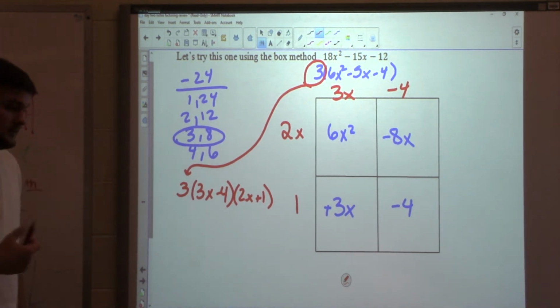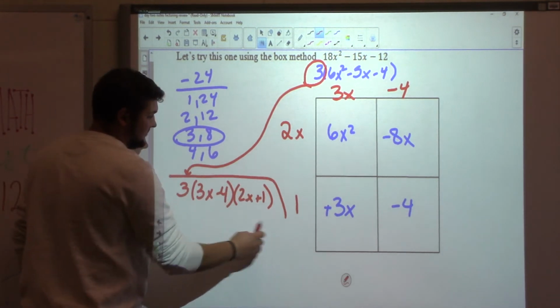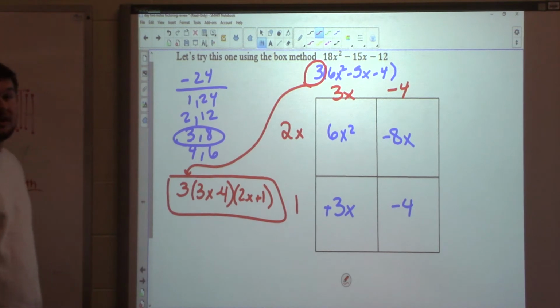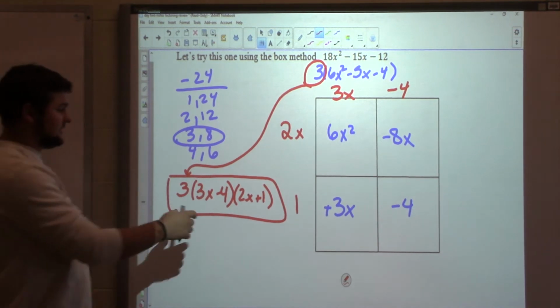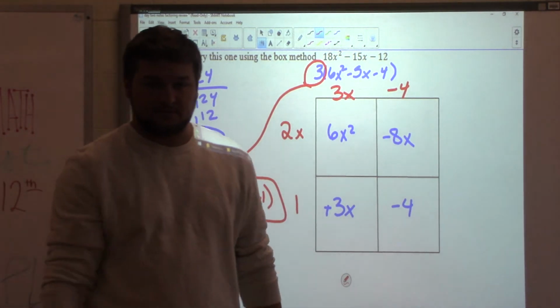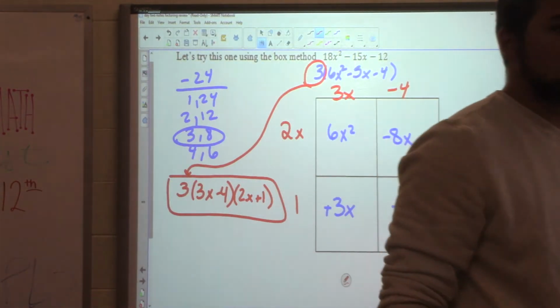Yes? Does it matter if you have the 3x minus 4 in front, if you flip these around? Yeah, it does not matter. Okay. As long as you have the correct set, so you have 3x minus 4 and 2x plus 1, it doesn't matter which one comes first. Okay. Great question. Yes, Sid?